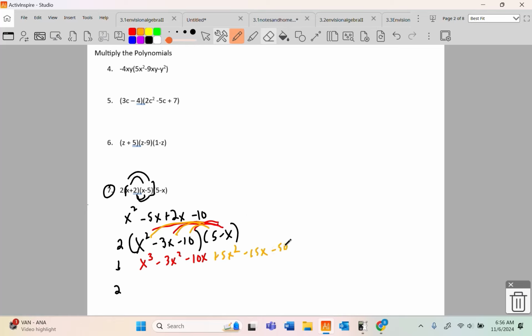Now we're going to combine like terms. I see one singular x cubed. Looking at my x squareds, if I put those two together, I think there's 2 of them. Now looking at my x's, I believe there's a negative 25x. And then I have this minus 50 floating around. And I'm finally at the end.